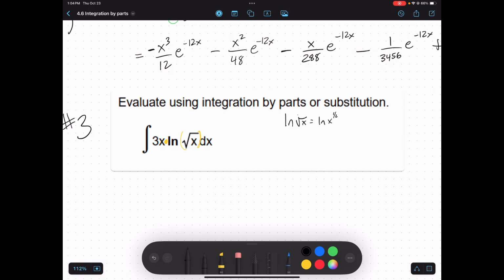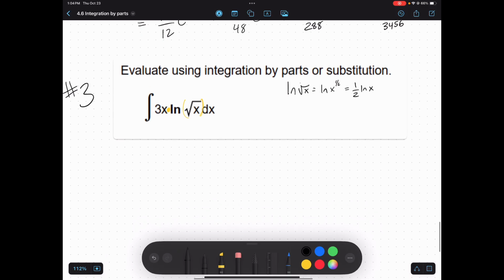We have a log property for something like this. I can move that exponent out in front as multiplication. And that really simplifies this integral, because now I'm working with the integral of 3x times 1/2 natural log of x dx. And based off our integral properties, what can I do with these constants? I can move them out in front. So this becomes this integral of 3/2 times x natural log of x dx.